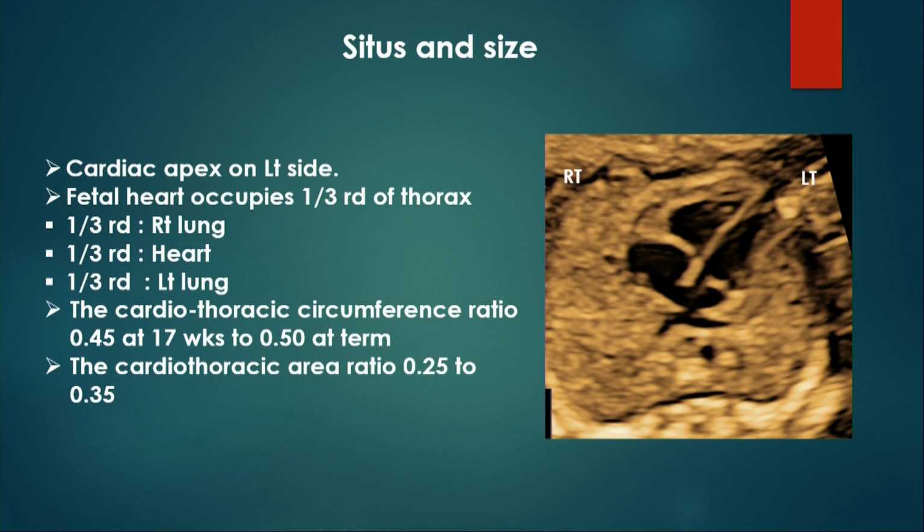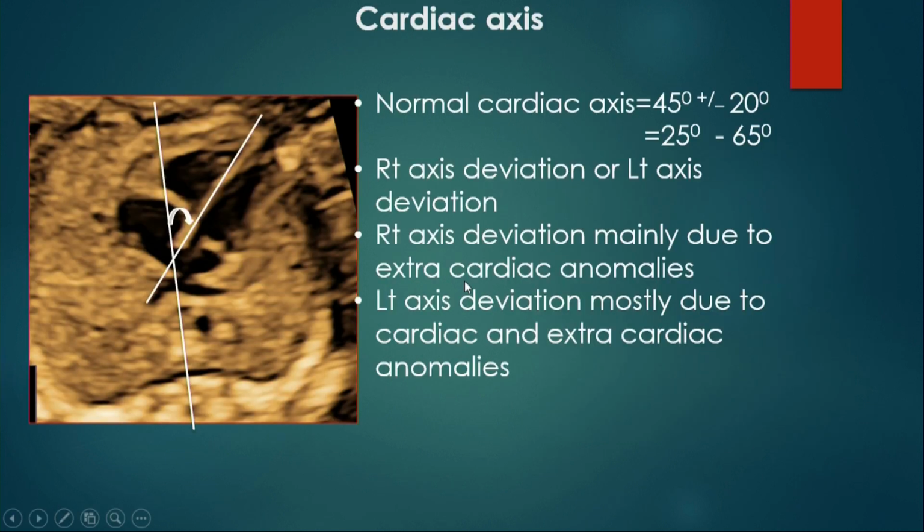Situs and size. You know how to identify the situs. This is the left side. The stomach and the cardiac apex are on the left side. Roughly speaking, this is the thoracic cavity. One third is occupied by the right lung, one third is occupied by the heart, and one third is occupied by the left lung. You may calculate the cardiothoracic circumference ratio or cardiothoracic area ratio, and that is 0.25 to 0.35.